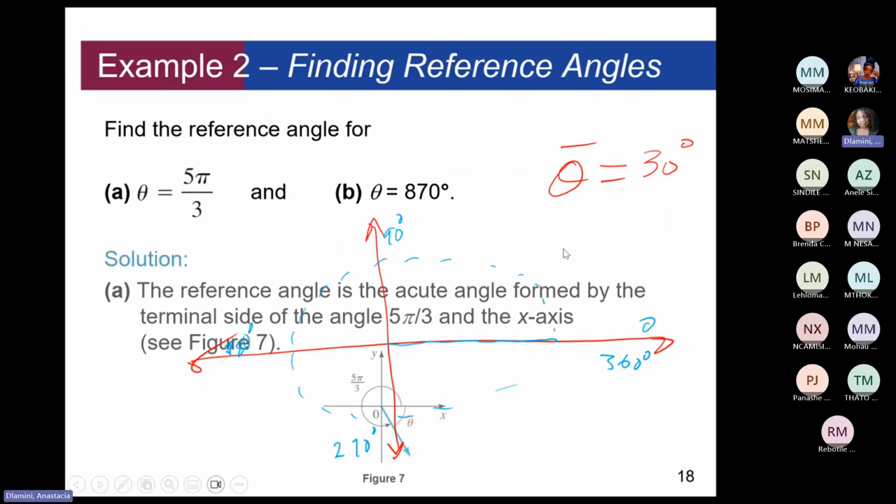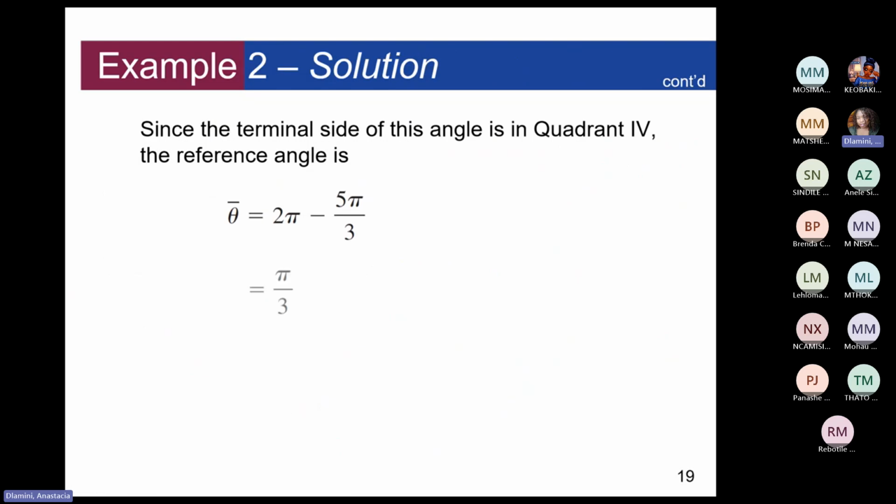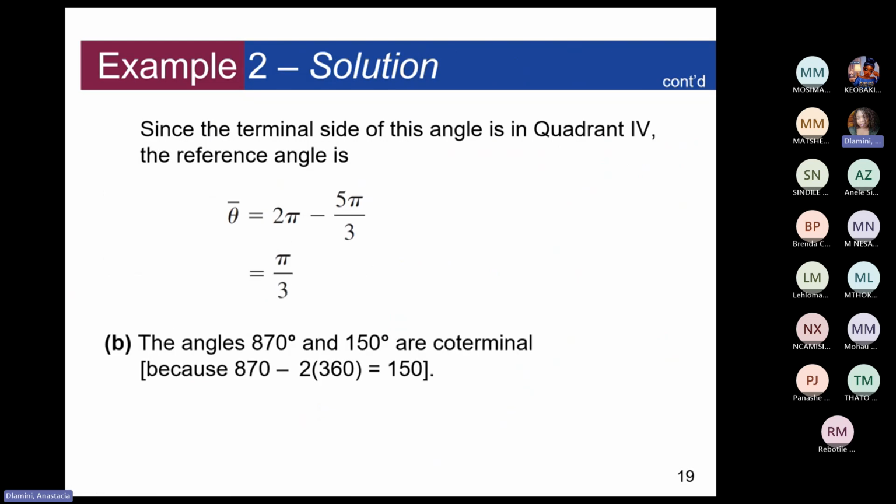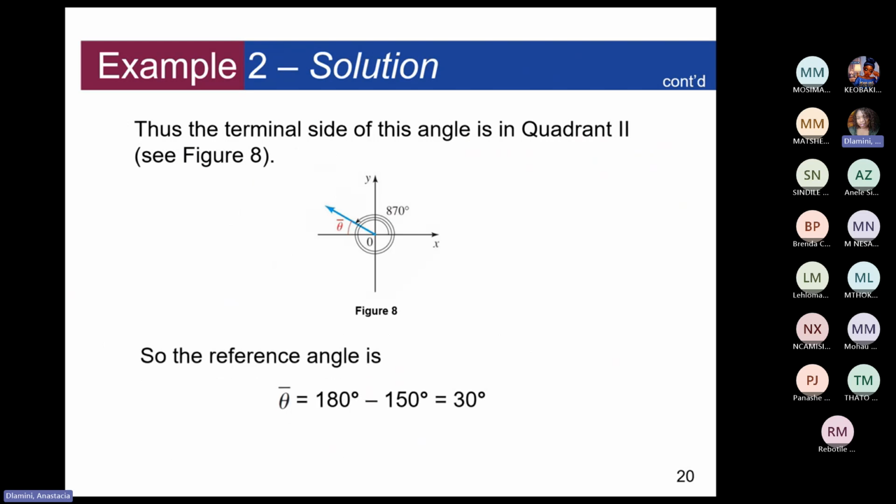Okay, let's see if we were right. We said our first answer is pi over 3, and yes. Our second answer is 30 degrees. Yes, well done.